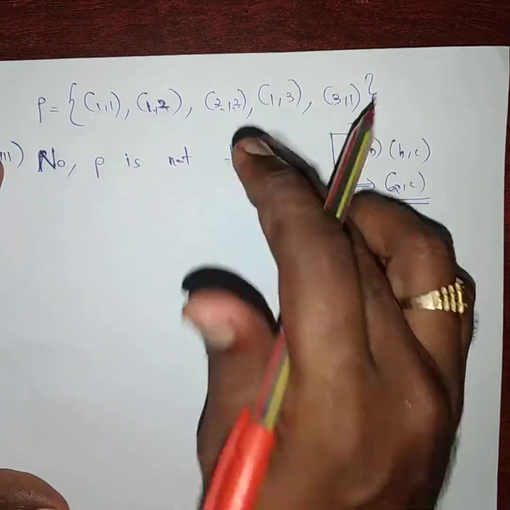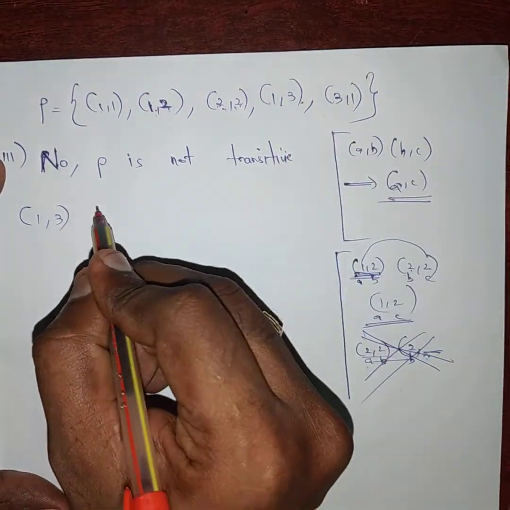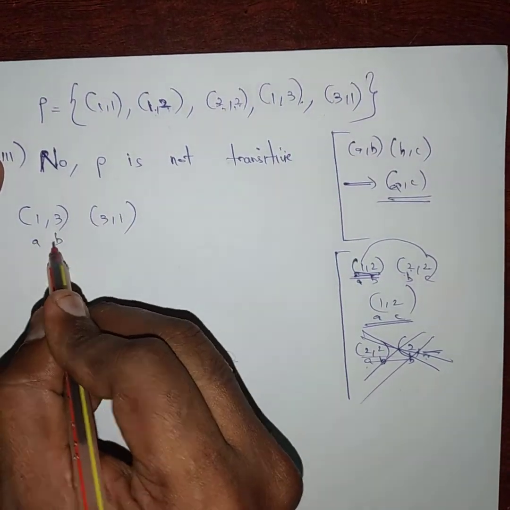Now I am going to take 1 comma 3. If I take 1 comma 3, in R there is 3 comma 1 also. This is A, this is B.